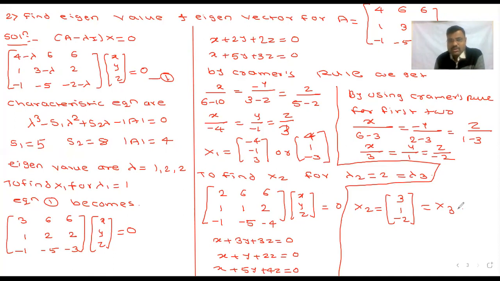Okay, so we got that for 3 eigenvalues we got 2 eigenvectors. For the repeated eigenvalue, a repeated eigenvector came. Okay, repeated eigenvector we got.